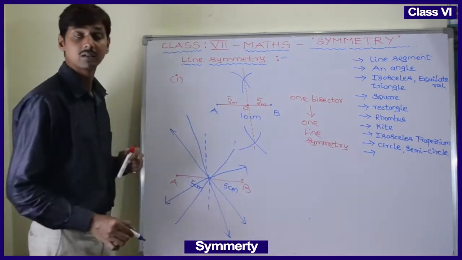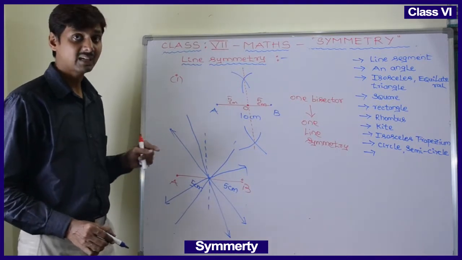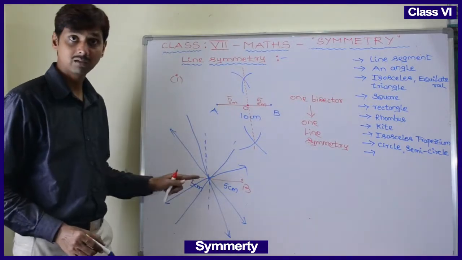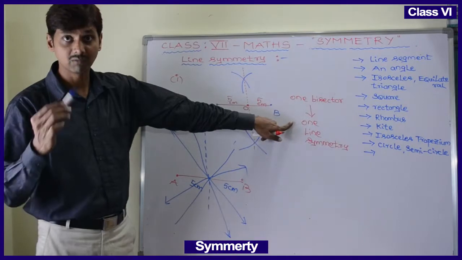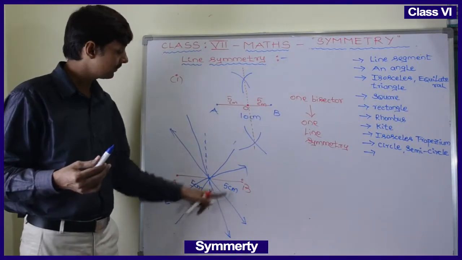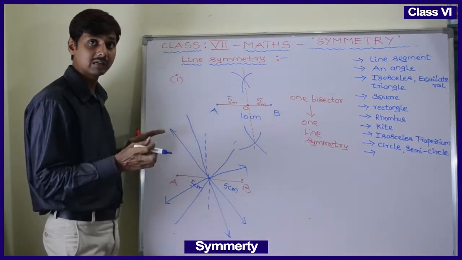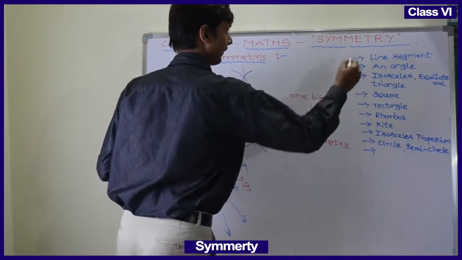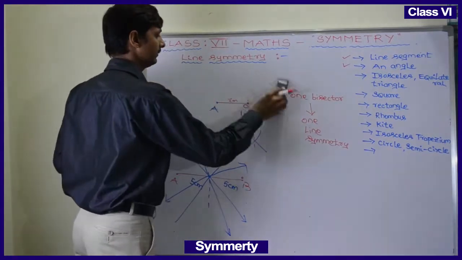So what we understood from this is that a line segment has infinite lines of symmetry when we draw in this manner, but when we draw the perpendicular bisector then it has only one line of symmetry, and along with the bisector we can draw in other methods, like dividing into infinite lines of symmetry. Now let's take an angle. We have completed a line segment. Take an angle.